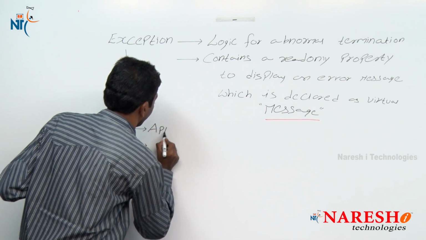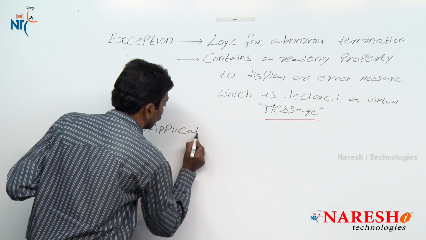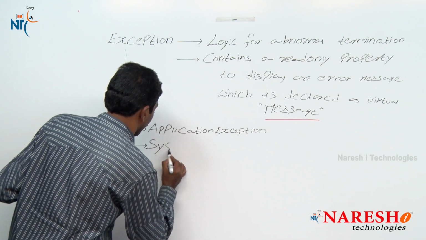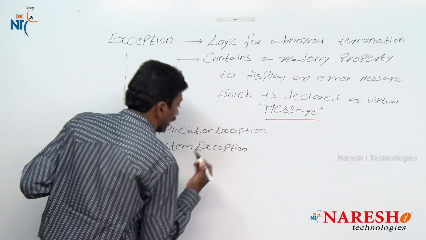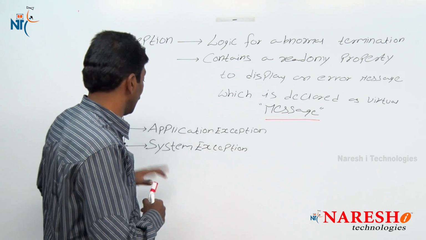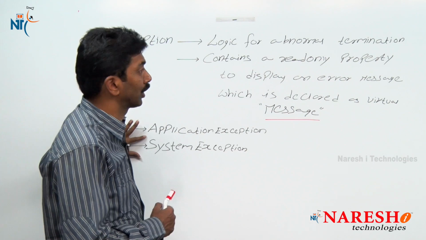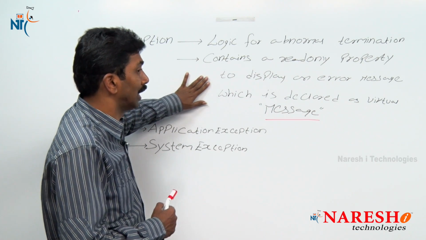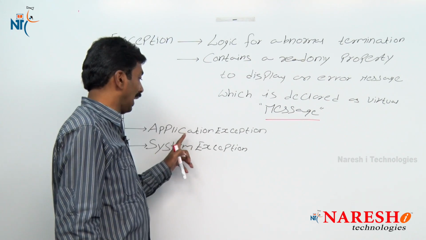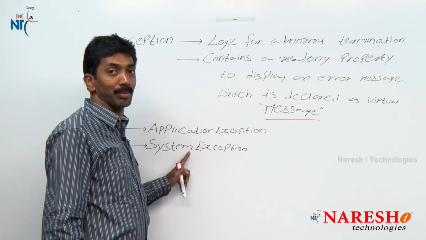Application exception, and the second one is system exception. Application and system exception are the two classes. So now understand, these are the two child classes. Because these are two child classes, they will derive all the contents of the parent class into it. The two classes are application exception and system exception.